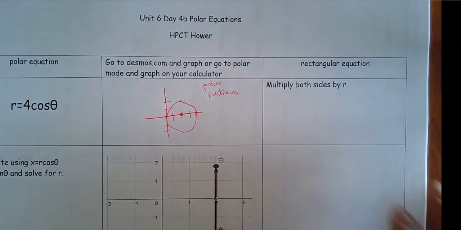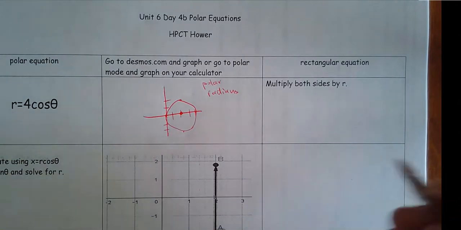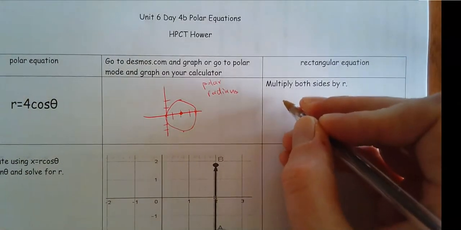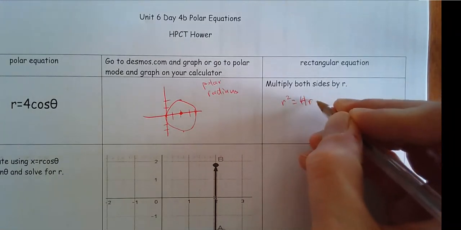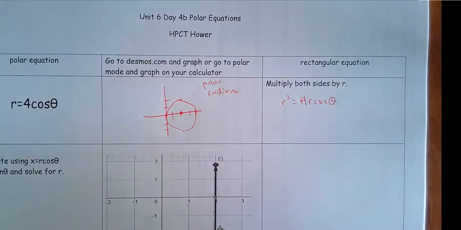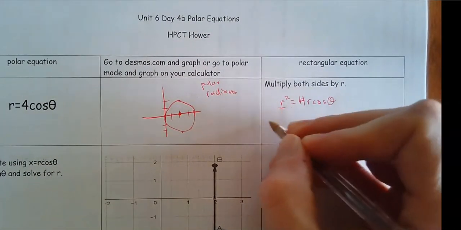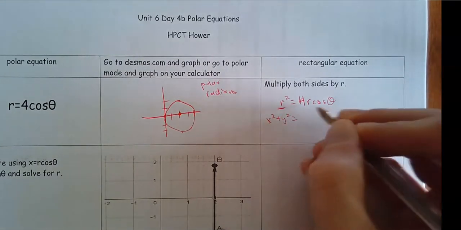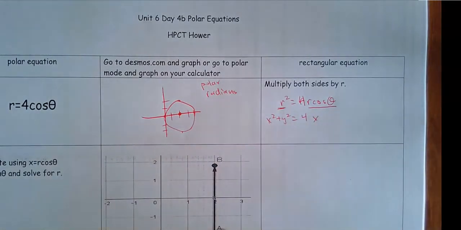Now if I want to put this in rectangular form, the quickest way to do that, notice there's no r on this side. So I'm going to multiply both sides by r. So r squared equals 4r cosine theta. And we learned yesterday, r squared is the same thing as x squared plus y squared. And r cosine theta is x, so it equals 4x.